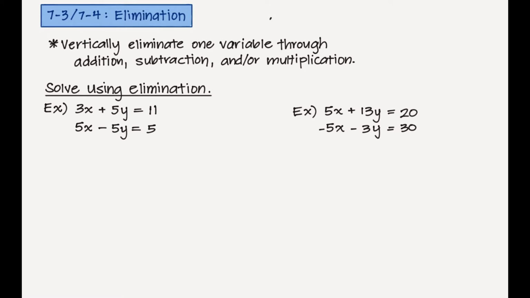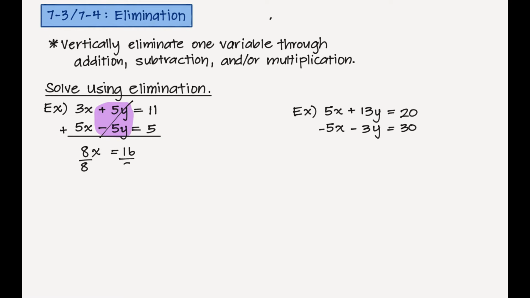Now we're looking for one variable that has the same coefficients or the opposite coefficients. For instance, both of my y's have 5 and -5. So that is the variable in this scenario that I want to eliminate. So I'm going to focus on just adding these two equations going straight down to eliminate my y's. So 3x plus 5x is 8x, and the y's cancel out, and 11 plus 5 is 16.